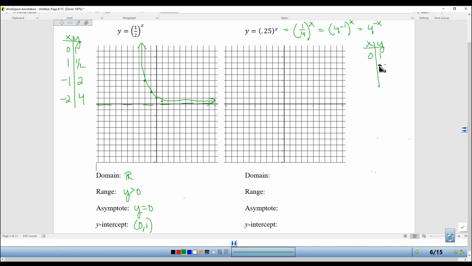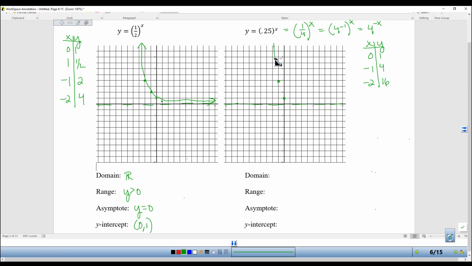Anything to the 0 power is 1. But now you can pick -1 and you get 4 to the -1, which is 4 to the +1. So if that feels a little easier to you, I'm just giving you some choices. 0, 1, 1, 4. Again, I can't reach 0. Maybe put a little point up there to remind yourself how to draw it.